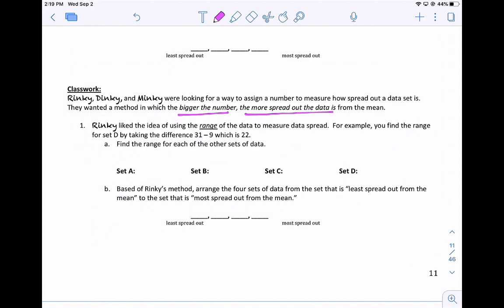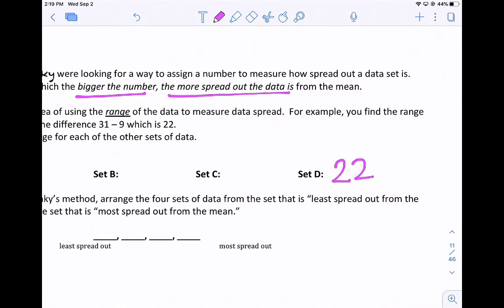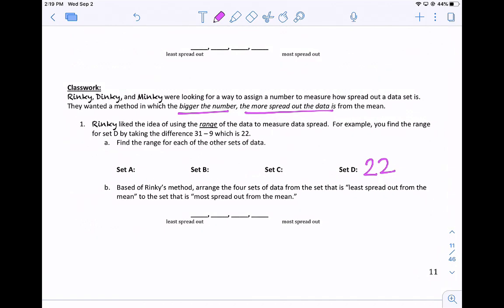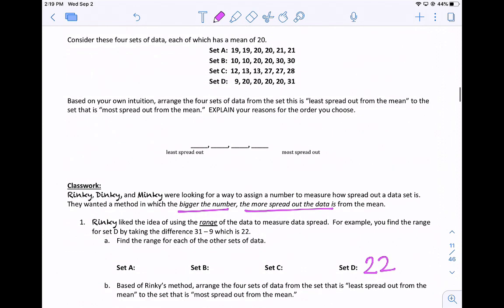For example, you find the range for set D by taking the biggest, the max, minus the smallest, the min, and that is 22. All right, so we did Rinky already, and that was 22. All right, so go ahead right now and take a look at the data, and can you find the range, like Rinky, of sets A, B, and C?